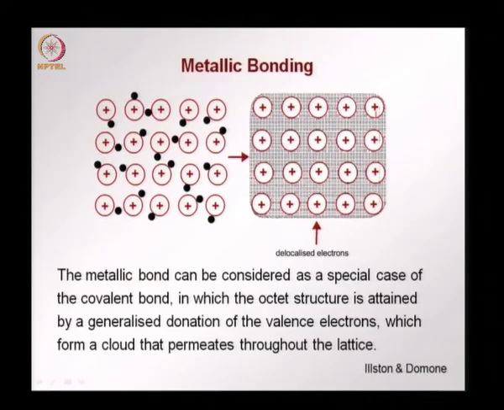This can be considered as a special case of the covalent bond, where the octet structure is attained by a generalized donation of valence electrons, forming a cloud that permeates through the lattice. So, we have a cloud of electrons throughout the crystal lattice that is keeping the bond together.